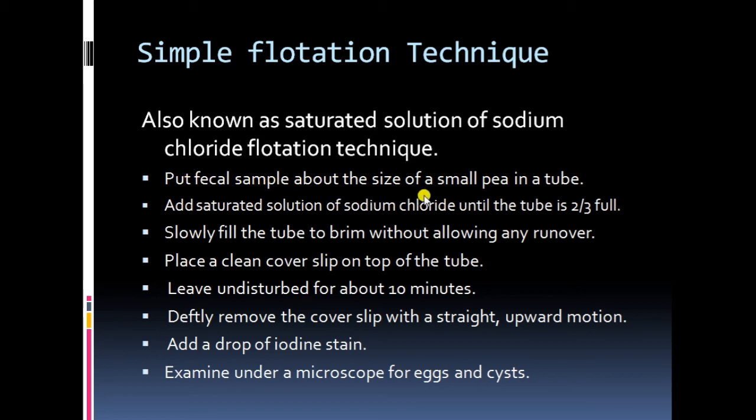Put a fecal sample about the size of a small pea into a tube. Now add saturated solution of sodium chloride to approximately two-thirds of the tube, and mix it properly. Then fill the tube to the brim without allowing any runover. Place a clean cover slip onto the top of the tube. One thing is very important: the meniscus of the water in the tube should touch the lower surface of the cover slip, so the tube should be filled properly.